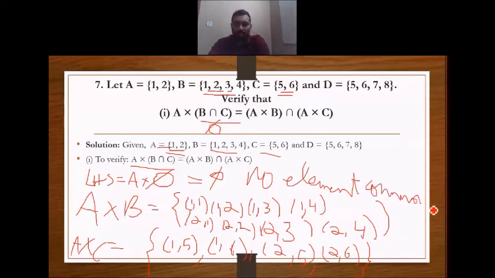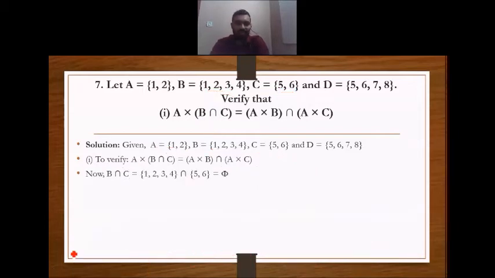There are no elements common in both sets, so therefore their intersection is empty. Therefore (A cross B) intersection (A cross B) is the empty set. So RHS is the empty set. LHS is also the empty set, we got. So therefore we verify LHS equals RHS. So the answer is verified.